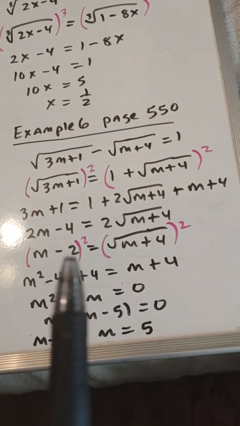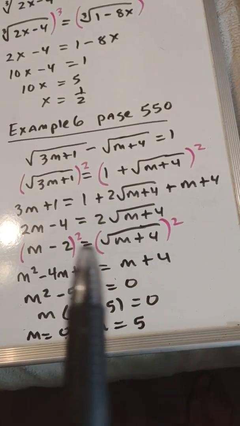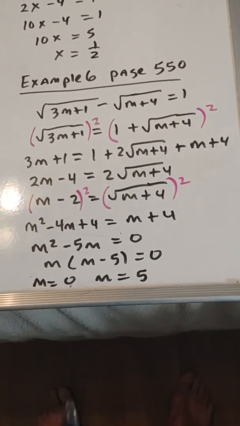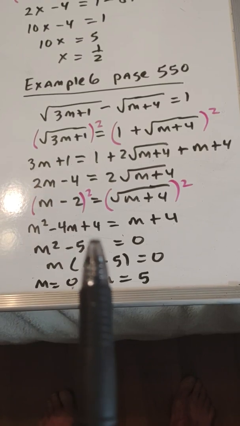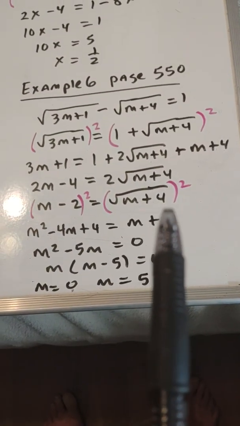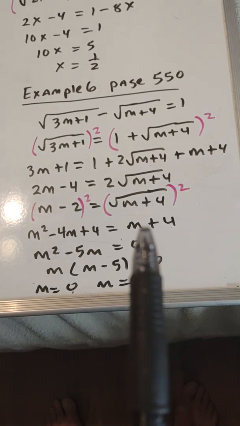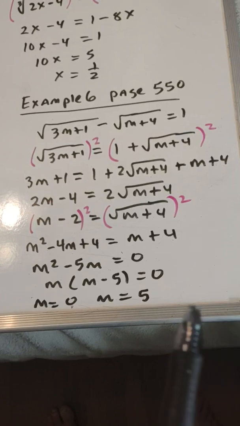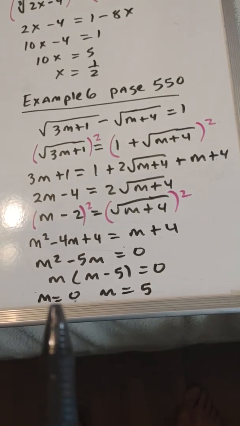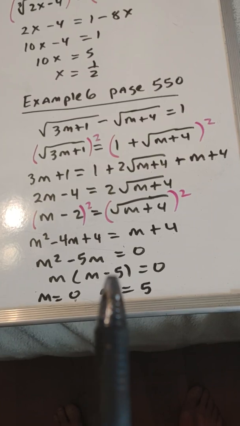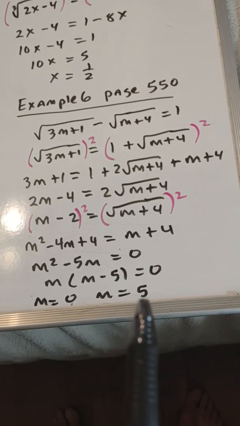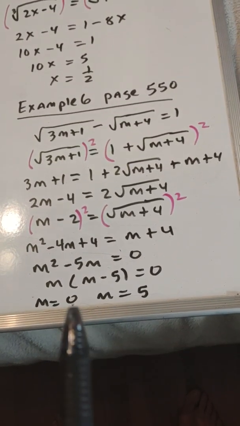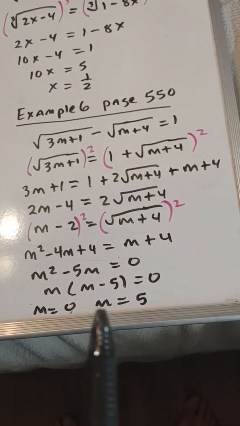Divide by this 2, we get m minus 2 equals square root of m plus 4. Square both sides. This, of course, is m minus 2 times m minus 2, which gives us m squared minus 4m plus 4. Square root of m plus 4 squared gives us m plus 4. Subtract the m over, we get minus 5m. Subtract the 4 over, they cancel. Factor out an m, and we find out m equals 0 for this m, and m minus 5 equals 0, so m equals 5. So our solutions are 0 and 5. It's really pretty simple.